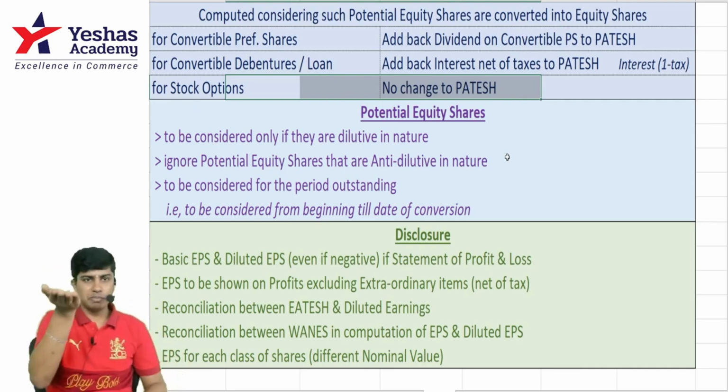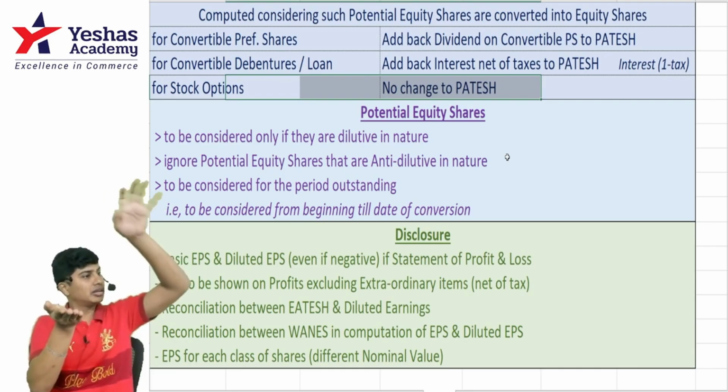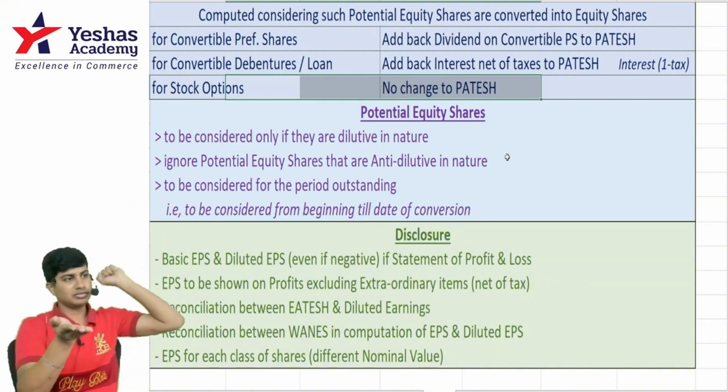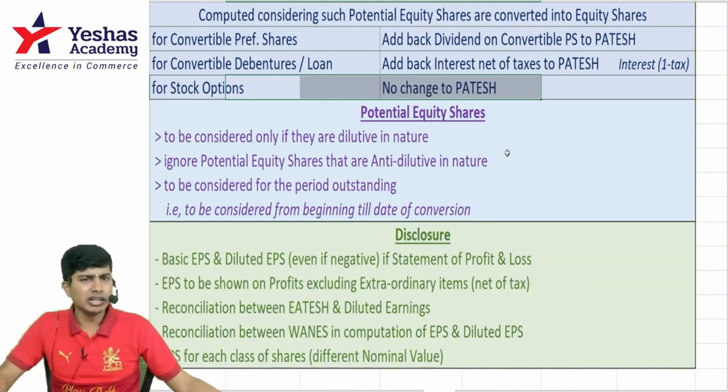However, if basic EPS is here, and whatever you got after adding that dilution in earnings and potential shares comes somewhere here, it is not dilutive. It is anti-dilutive EPS. Anti-dilutive EPS need not be disclosed.